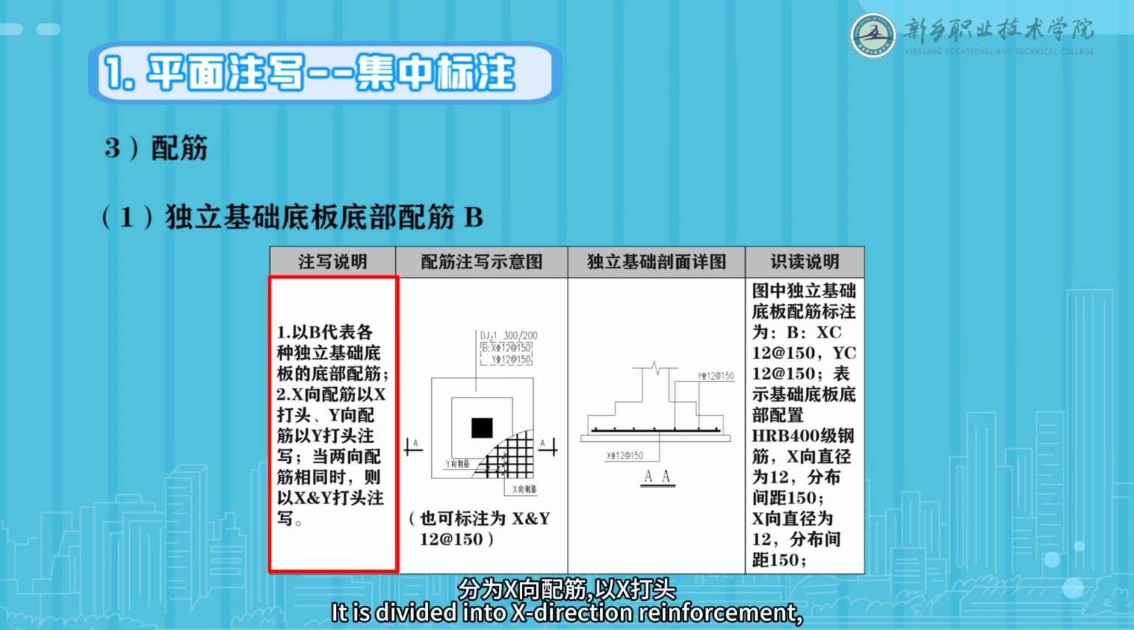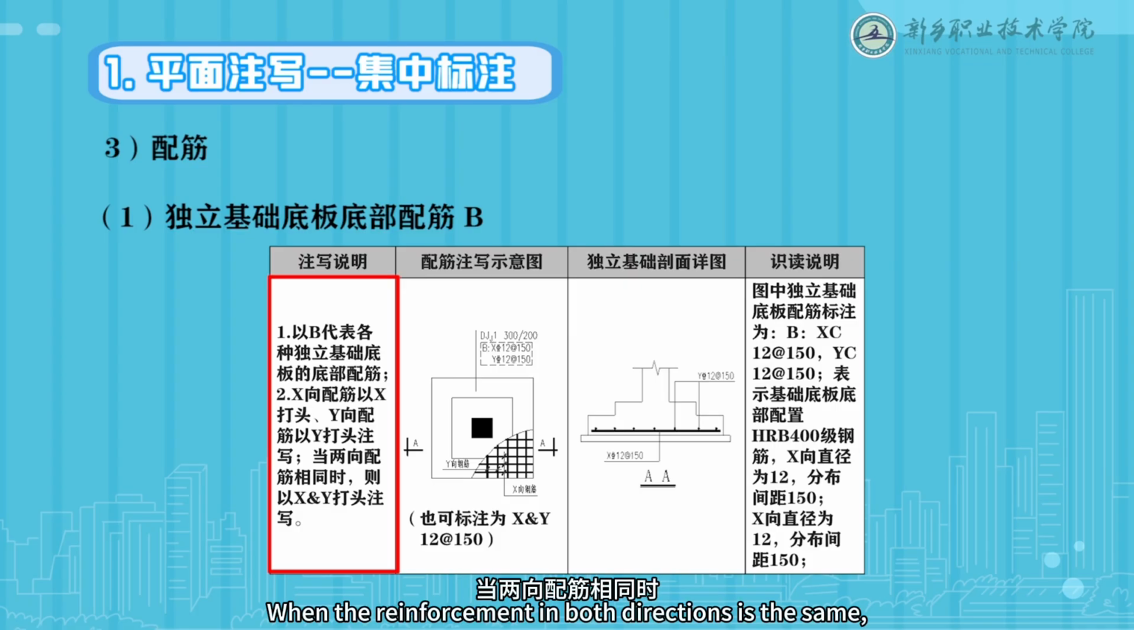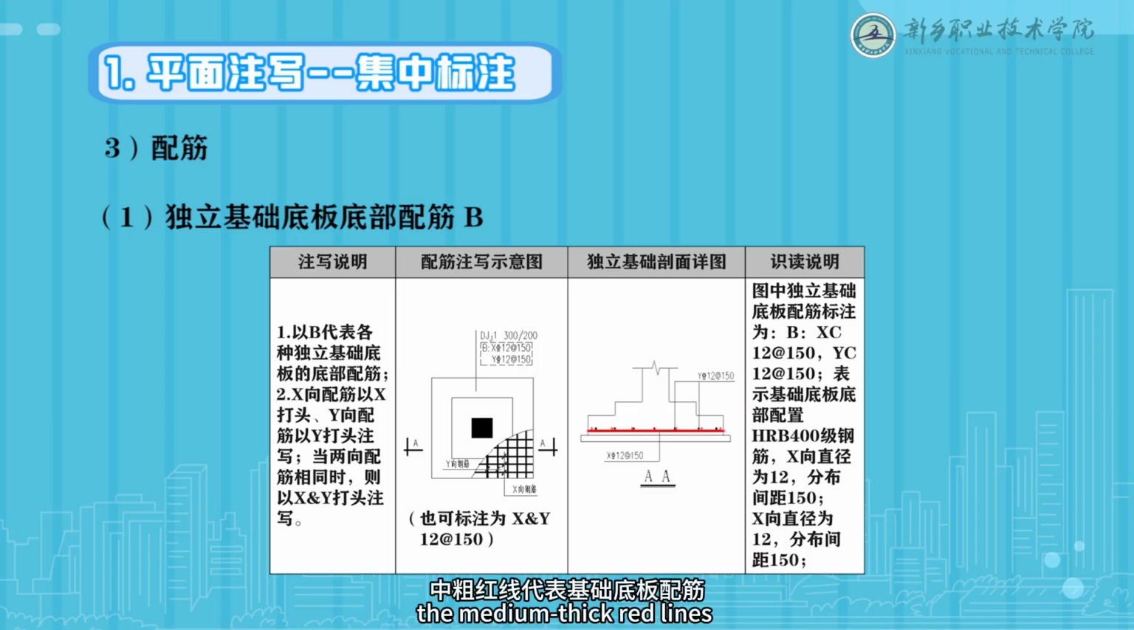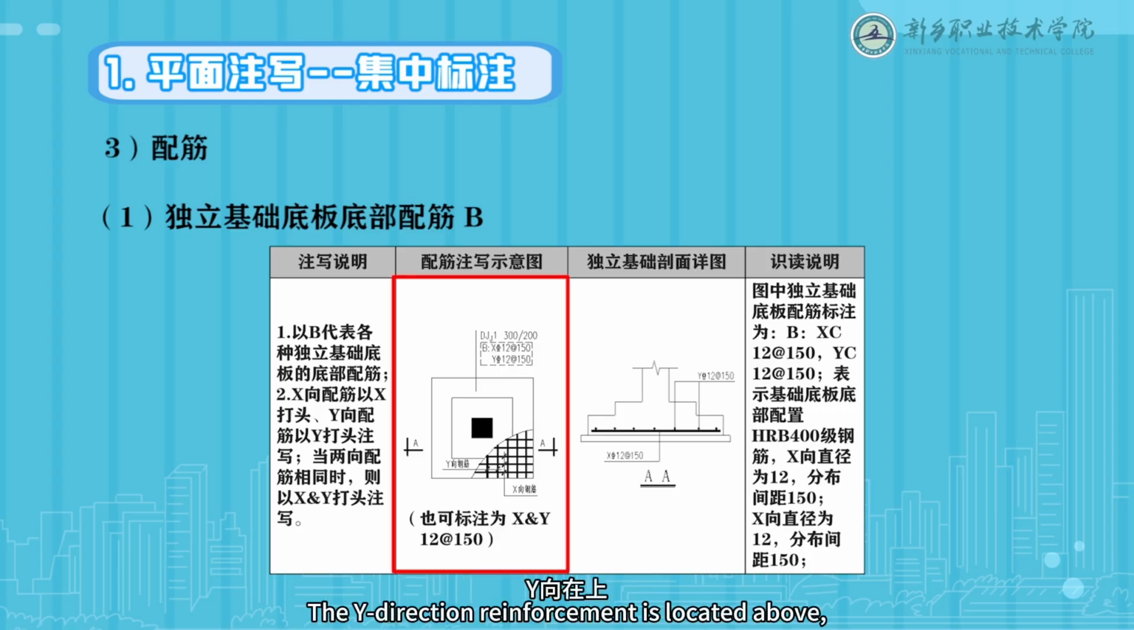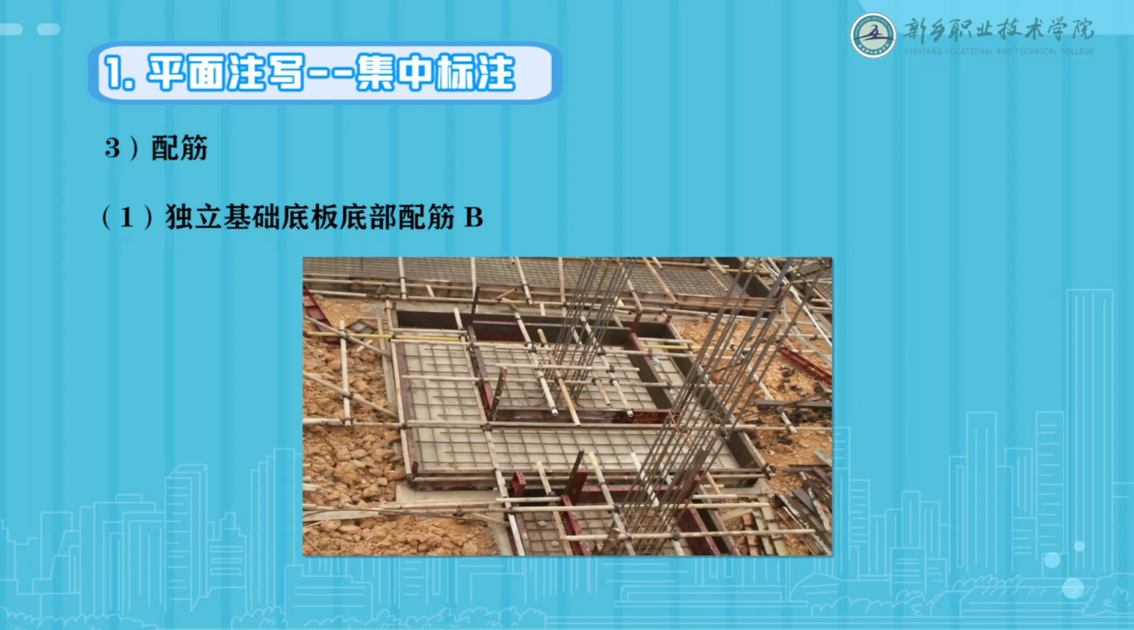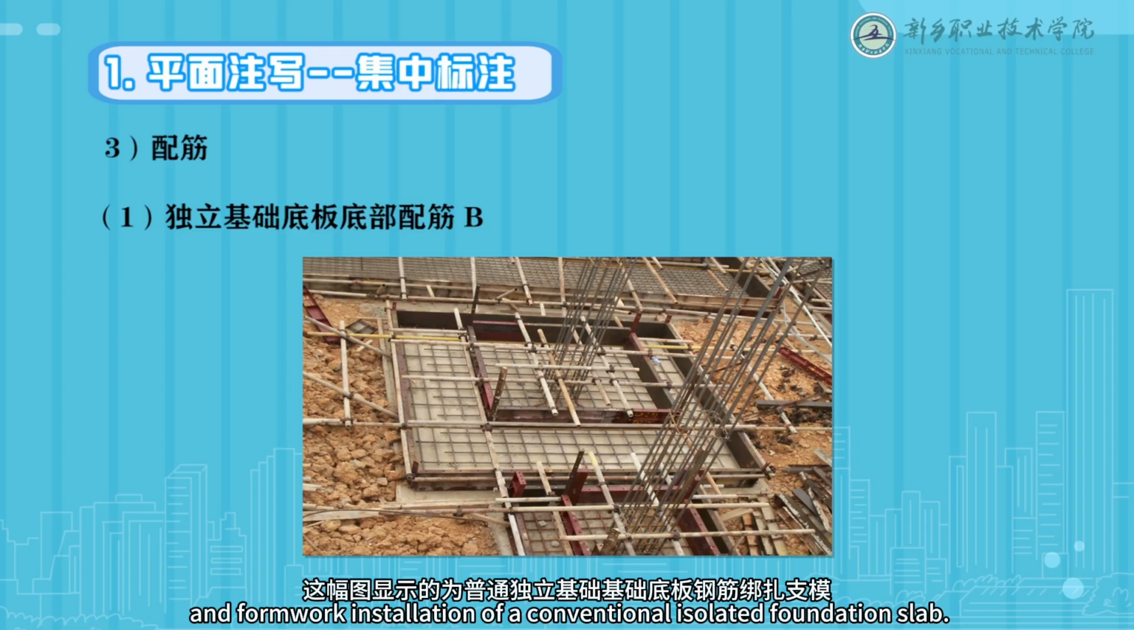It is divided into X-direction reinforcement, annotated with X at the beginning, and Y-direction reinforcement, annotated with Y at the beginning. When the reinforcement in both directions is the same, it is annotated with both X and Y at the beginning. As seen in the sectional details in the table, the medium thick red lines represent the reinforcement of the foundation slab, which is placed at the bottom layer. The Y-direction reinforcement is located above, and the X-direction reinforcement is below, forming a reinforcement grid. This diagram shows the reinforcement tying and formwork installation of a conventional isolated foundation slab.